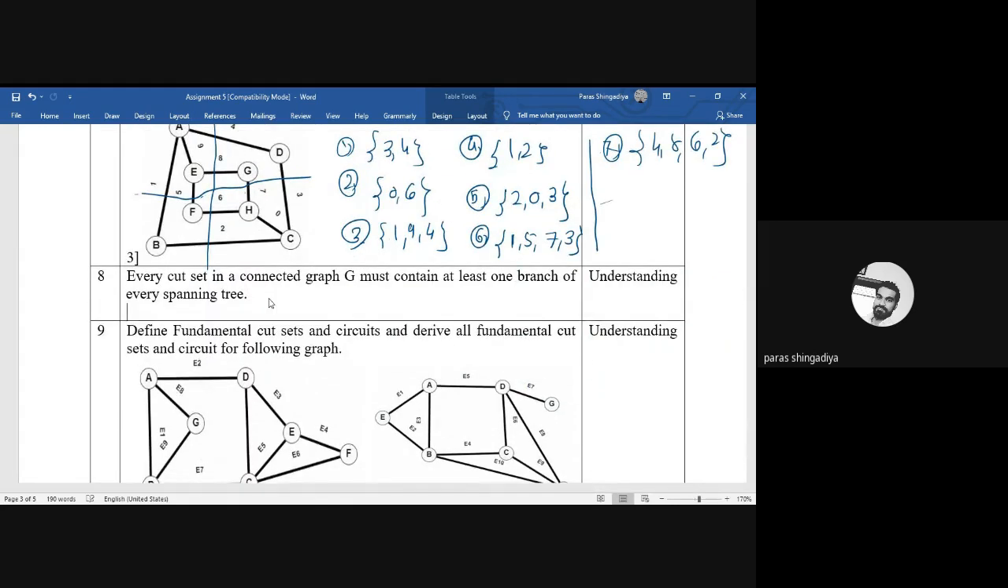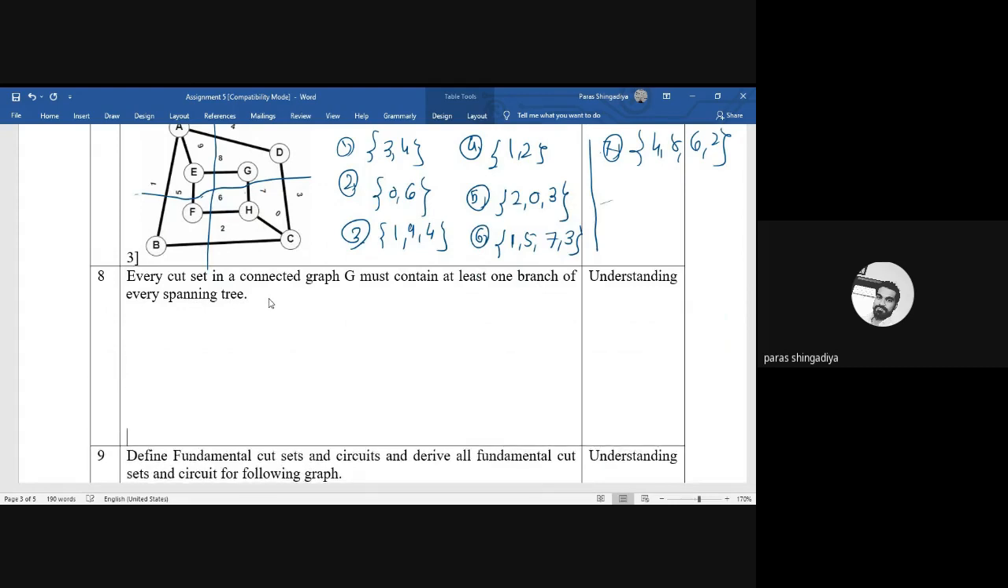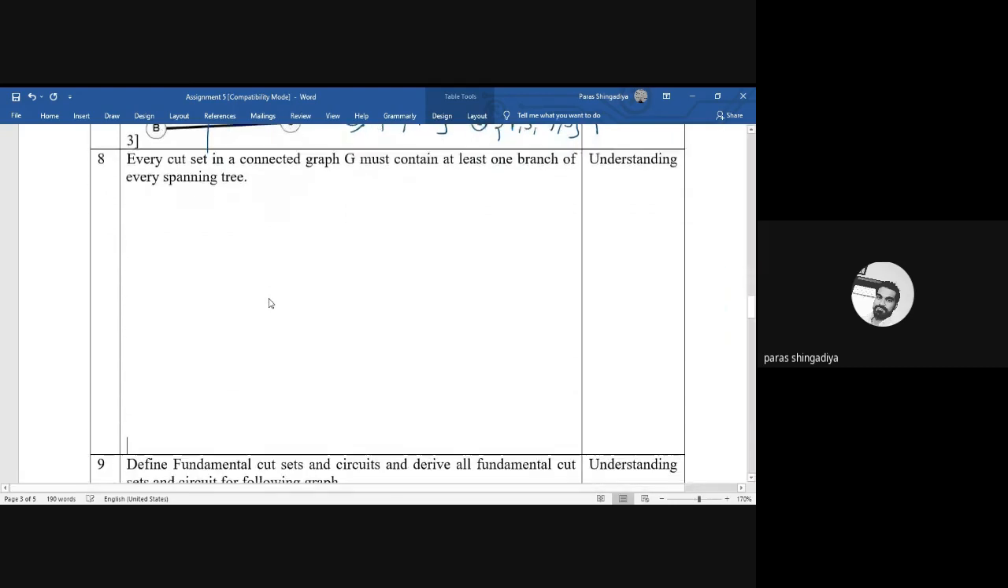Okay, so next is question number 8. One of the results is that every cut set in a connected graph G must contain at least one branch of every spanning tree T. Okay, every cut set in a connected graph G must contain at least one branch of every spanning tree T.